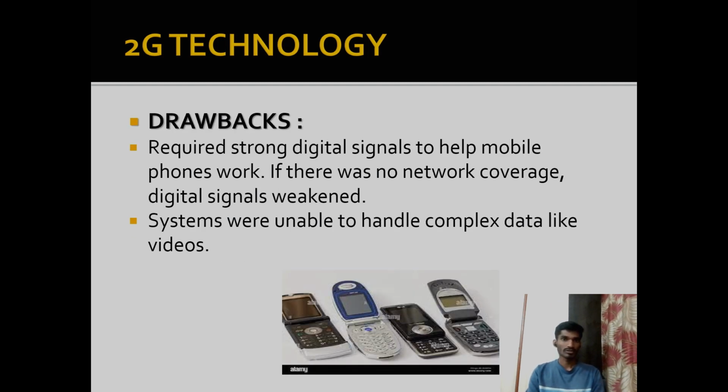So these are the drawbacks of 2G technology. It requires a strong digital signal to help mobile phones work. If there was no network coverage, digital signals were weakened. Systems were unable to handle complex data like videos.